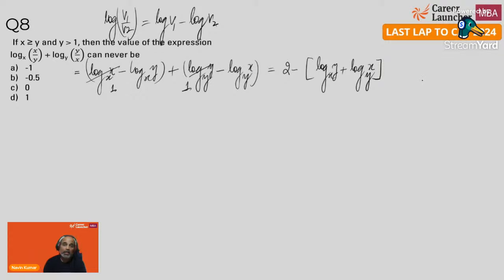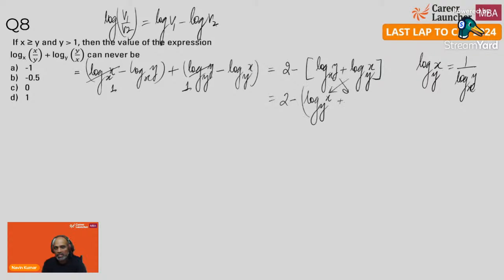Now, like in the previous question on log, I have already told you that they are interchangeable, they are reciprocal of each other. Log x to the base y is 1 by log y to the base x, right? So we can write this as 2 minus log x to the base y. So what I have done is I'm bringing it here and I'm writing this as 1 by log x to the base y. It doesn't matter. You can change it any way you like.